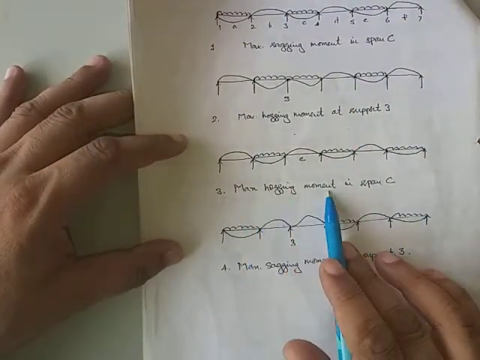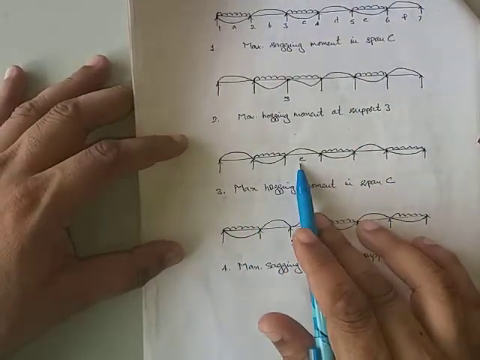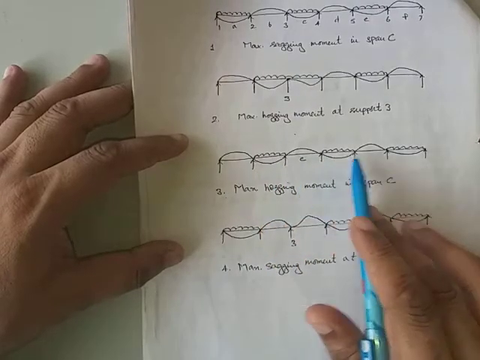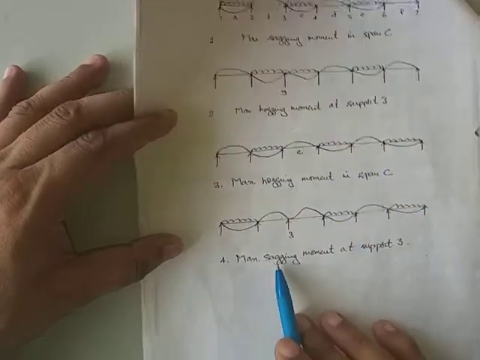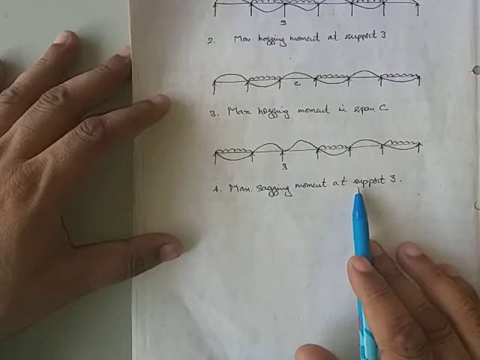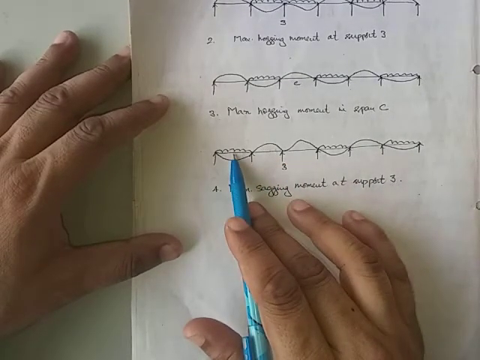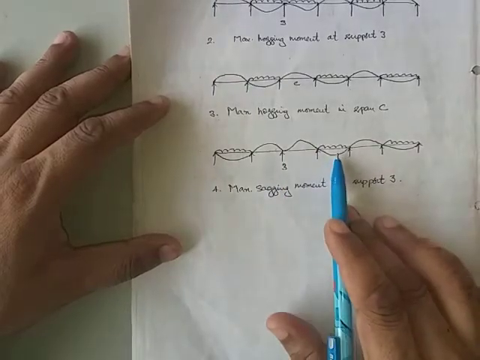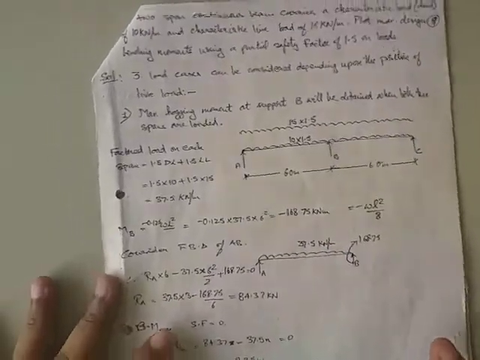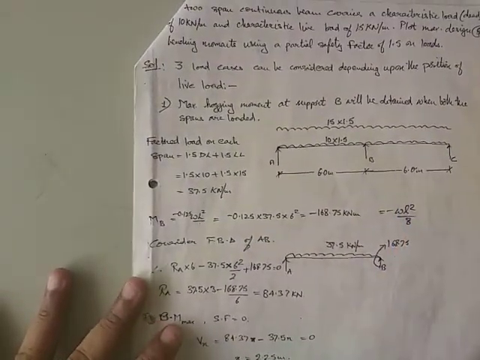Similarly, for maximum hogging moment in span C, the alternate spans should be loaded. The fourth case is maximum sagging moment at support 3, which is given when the alternate spans are loaded. So these are the 4 worst cases in a multi-span beam, and they will be clearer when we take an example. Let's take up an example of a 2-span beam now.